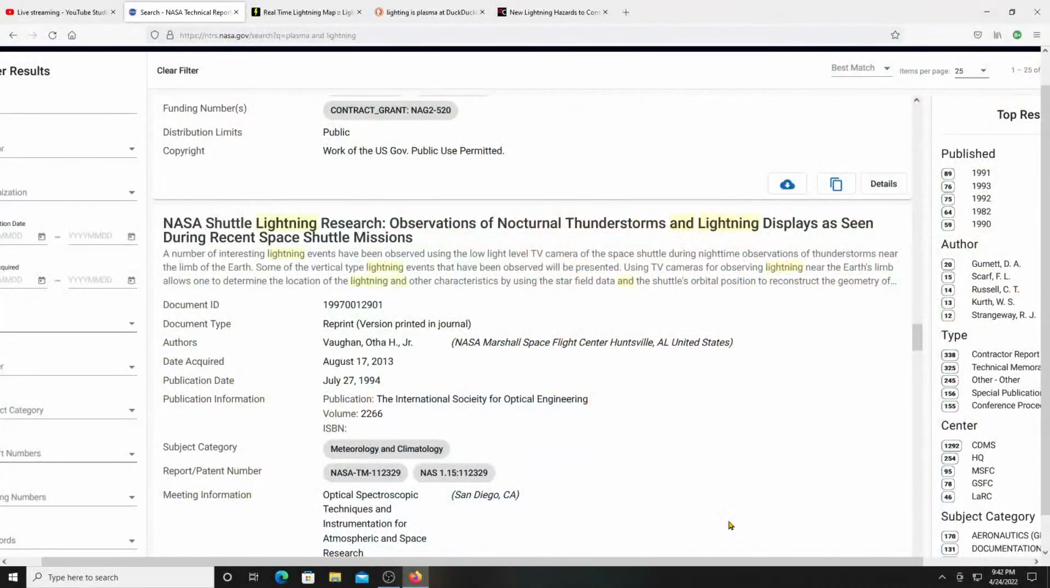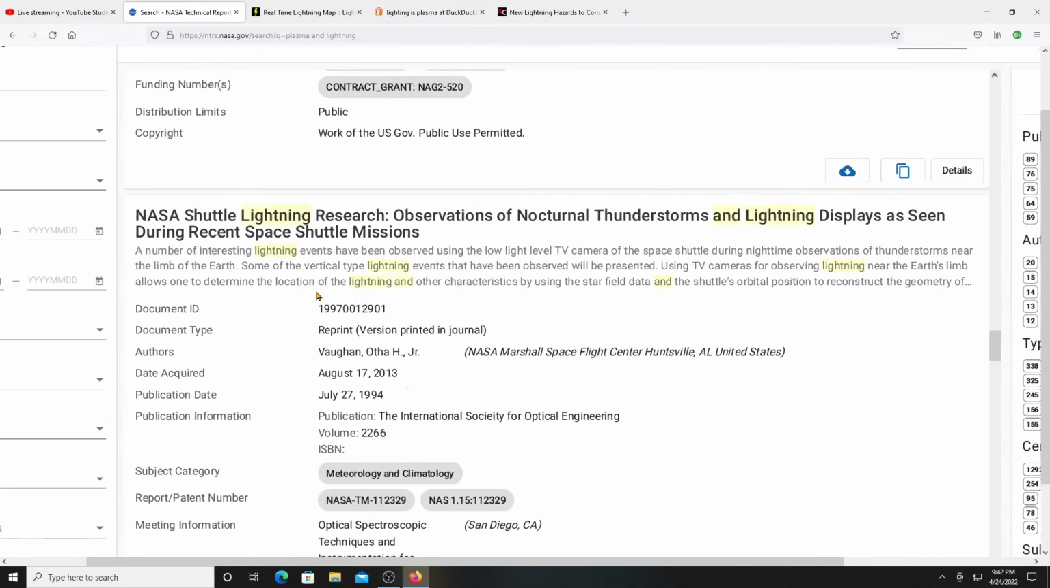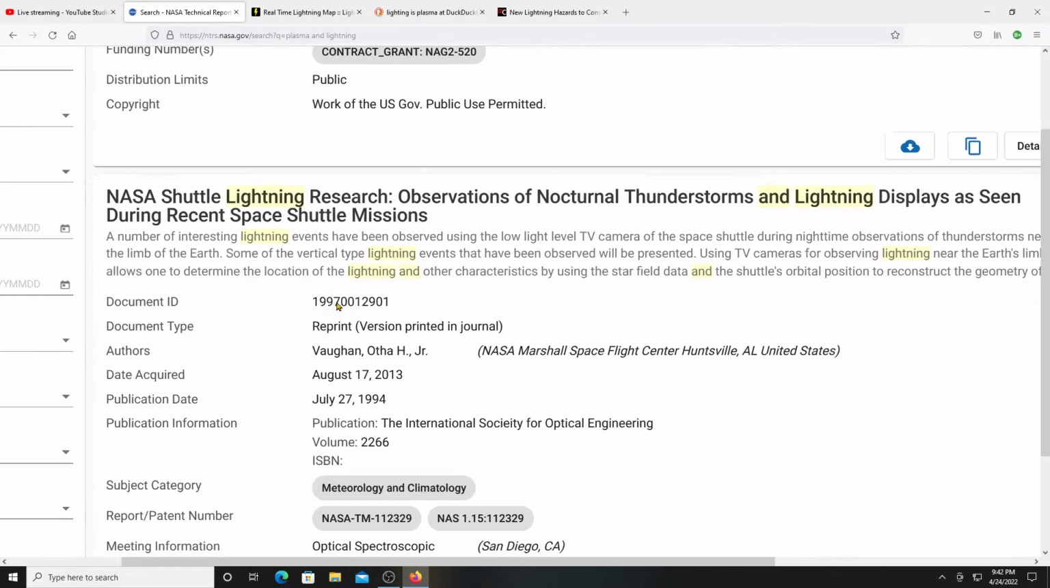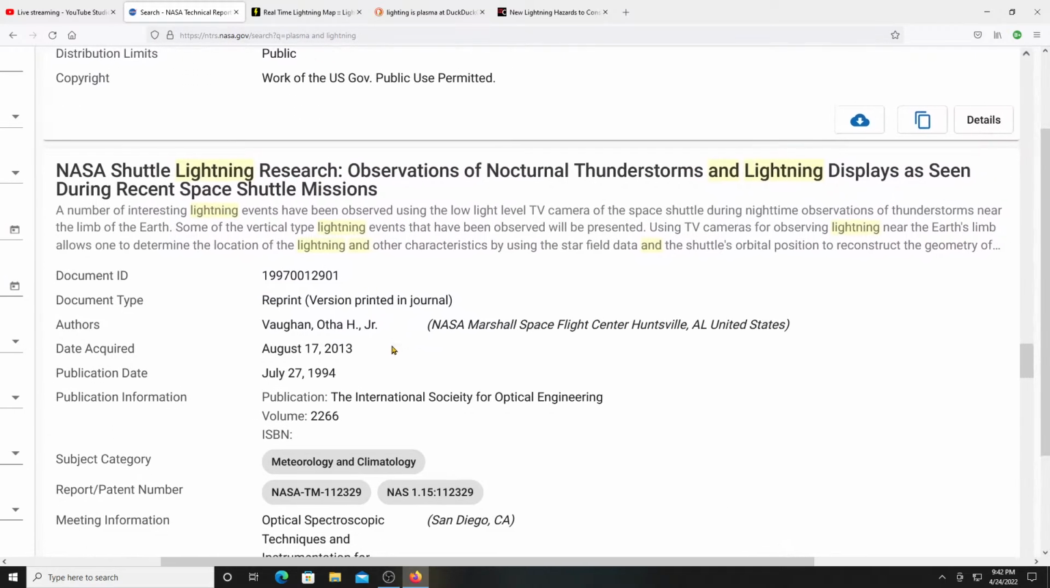Do you think somebody's watching NASA and other things that are being put up in orbit, and maybe they're using some type of lightning against them? Do you think that could be? Yes, the Tesla guy, that's right. I brung it down. So, NASA Shuttle Lightning Research Observation. Let's see what they said.